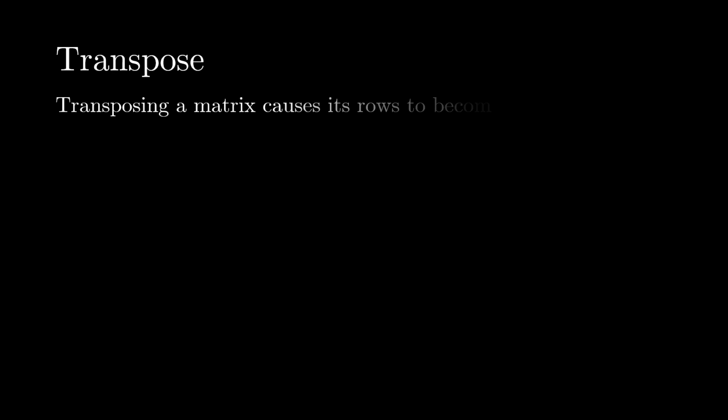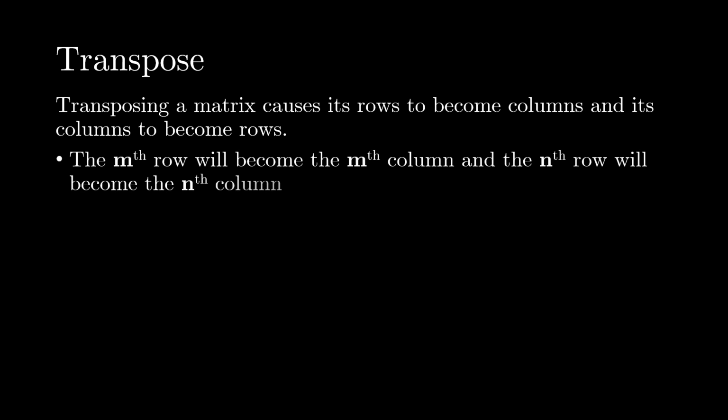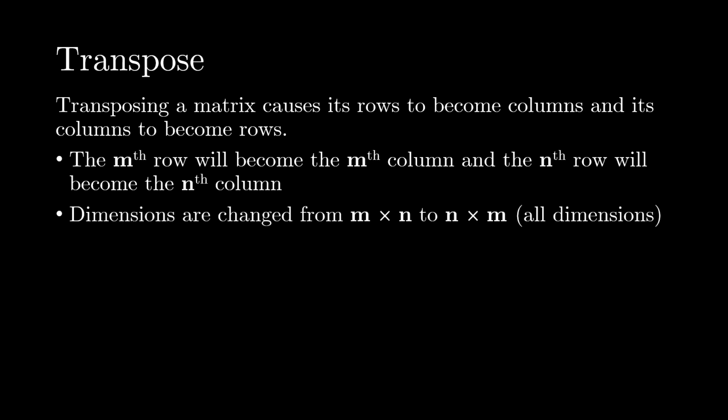Let's now cover the final operation of this lesson, the transpose. Transposing a matrix causes its rows to become columns and its columns to become rows. The mth row becomes the mth column, and the nth row will become the nth column. When doing this transpose, the dimensions are changed from m by n to n by m, and the transpose works for all dimensions of matrix.